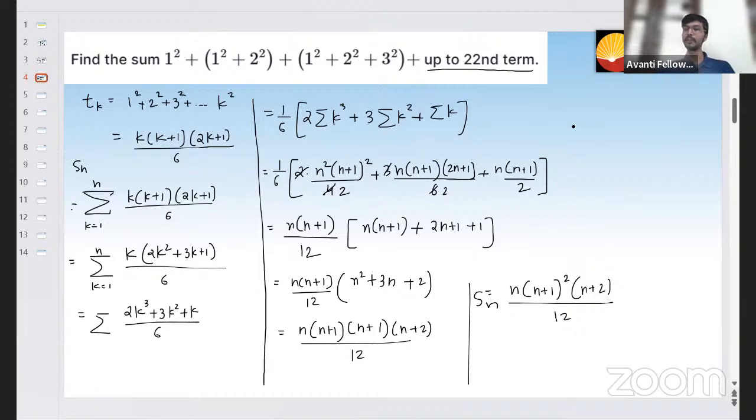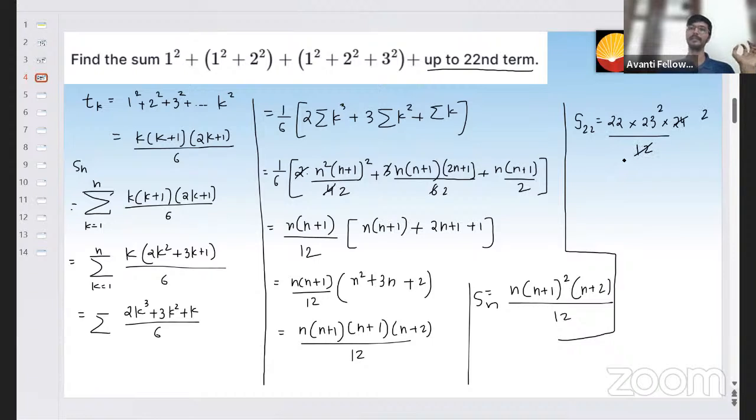We have to find S22. So I think I'll leave it to you to calculate. As you all know, I'm very weak in calculations. This will be 22 into 23 square into 24 upon 12. So I'll do this, and obviously I also do this 44 into 23 square. So yeah, this is my answer. Obviously, if you want to calculate, you have to calculate 23 square and multiply it with 44. Got it? So let's see the next question.